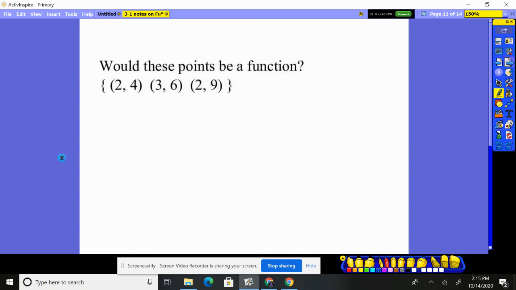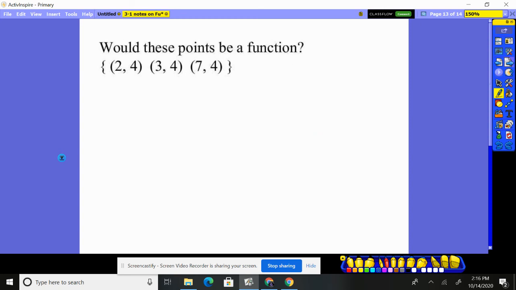So let's say we're plotting these points. Would these be a function? I'm going to say no, because notice when you plug x being 2, you get an answer of 4. And here when x is 2, you get an answer of what? 9. So you're like, oh, f of 2 gives me an answer of 4. Well, wait a second. No, it doesn't. You also get an answer of 9. That can't happen. So no, this is not a function.